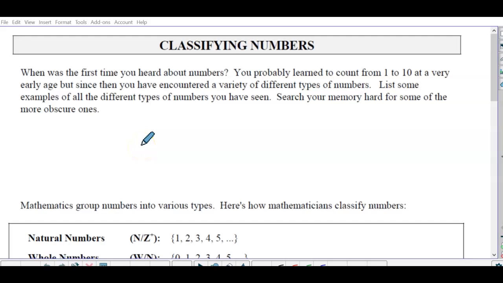When was the first time you heard about numbers? You probably learned to count from 1 to 10 at a very early age, but since then you have encountered a variety of different types of numbers. List some examples of all the different types of numbers you have seen. Search your memory hard for some of the more obscure ones.